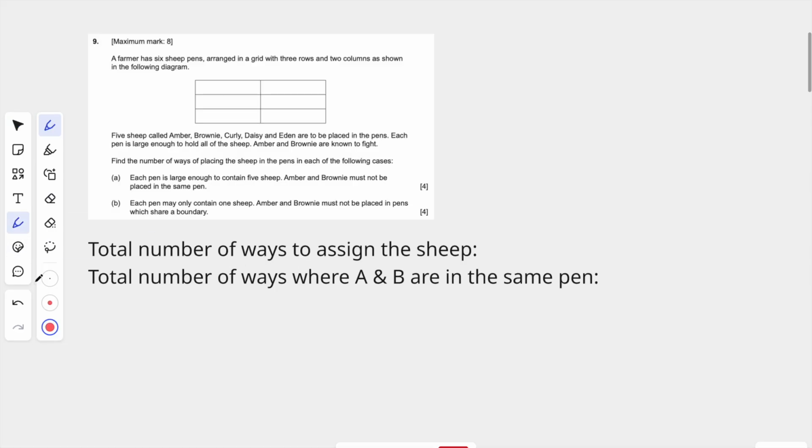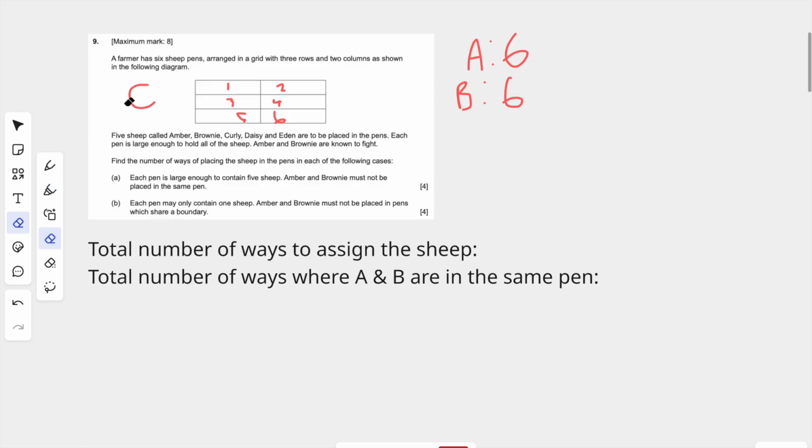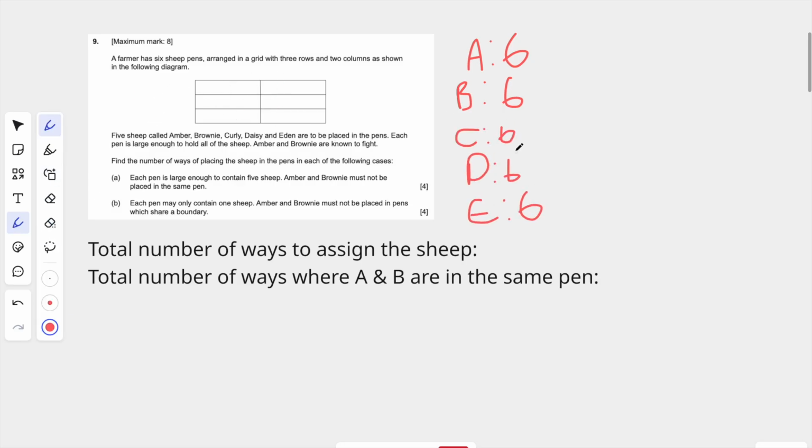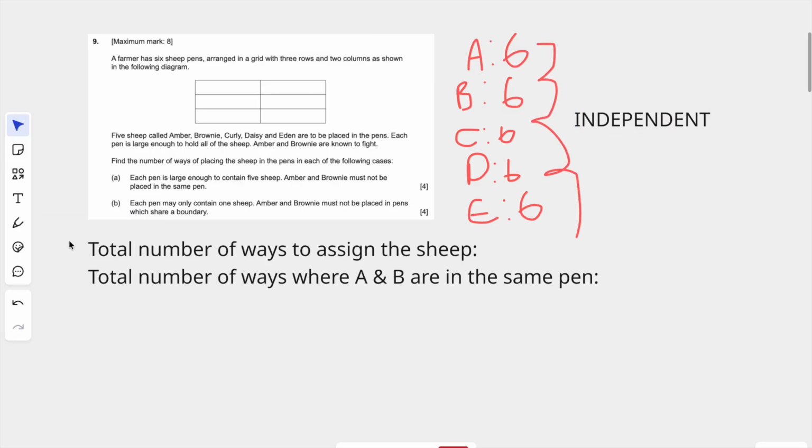To find out the total number of ways to arrange the sheep, we know that each sheep can go into any of the 6 pens independently, and we have 5 sheep to assign in total. So if we take sheep A for example, there are 6 possible pens Amber can be assigned to. Similarly, for sheep B, there are also 6 possible pens that Brownie can be assigned to, as we have to remember that each pen is large enough to hold all 5 sheep. Continuing this for sheep C, D, and E, we determine that there are 6 possible options for each sheep, and since these choices are independent because one pen can have multiple sheep, the total number of ways to arrange the sheep is 6 to the power of 5.